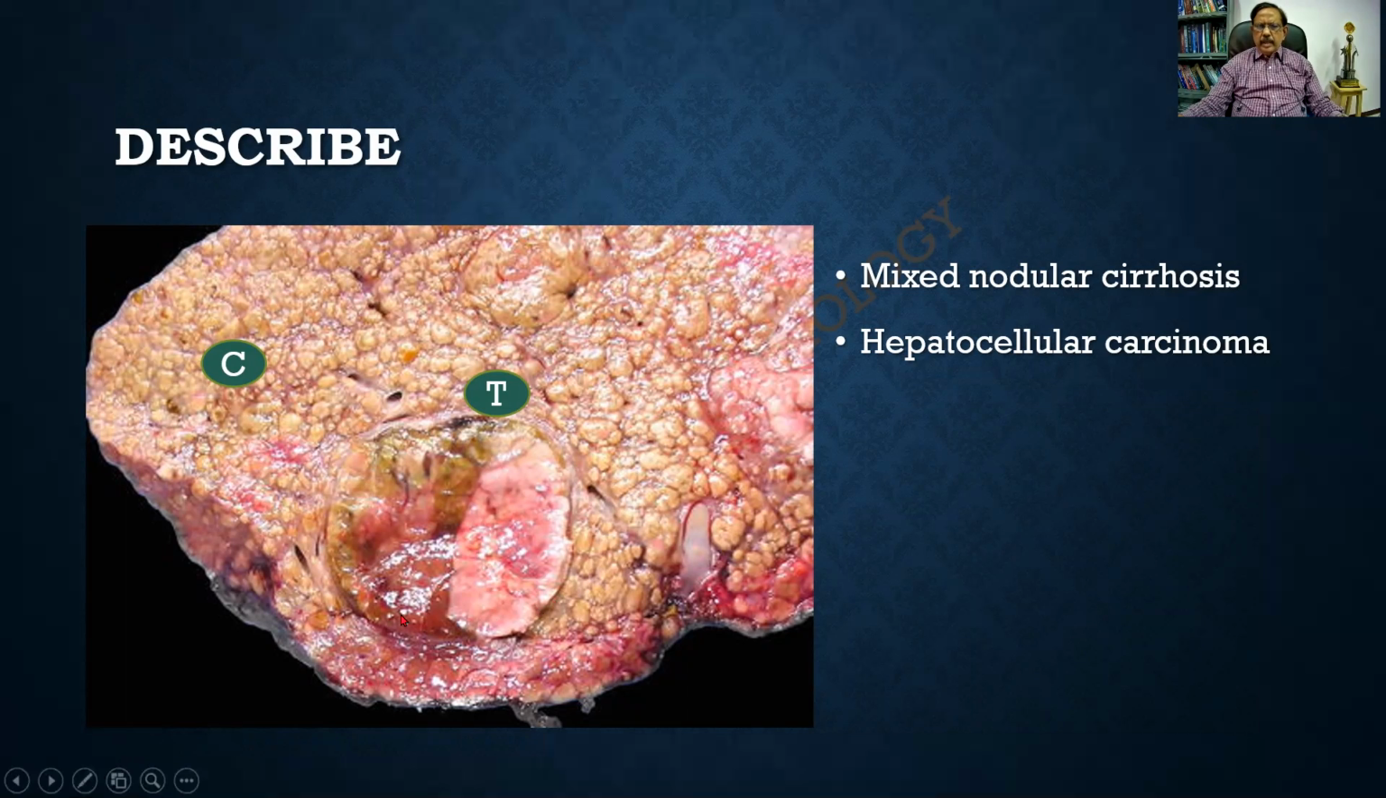Describe it. This picture I had posted purposely because in some colleges there can be a case of, look at this granularity or nodularity in the background. It is cirrhosis, obviously. And then there is a tumor. You can be given a specimen of cirrhosis with malignancy. So it is a mixed nodular cirrhosis that I am seeing throughout. And there is a well circumscribed lesion, but it is showing some areas of hemorrhage and necrosis. It is a hepatocellular carcinoma.